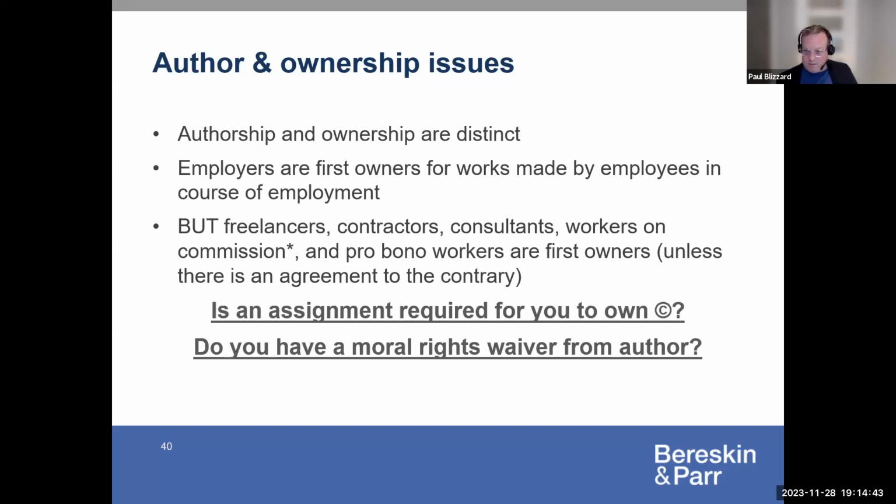Do you put the C symbol even if you have not registered for copyright? The C symbol is fair game. You don't need to register your copyright to put the C symbol.